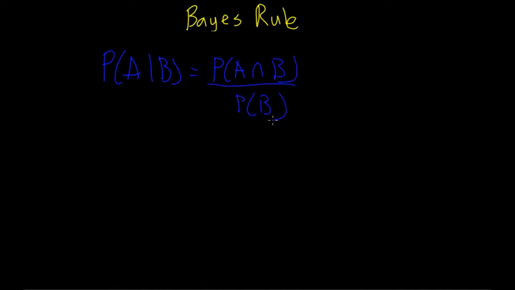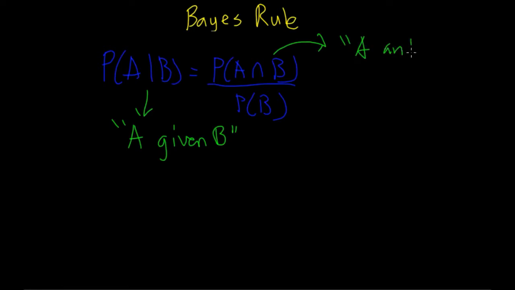So here I introduce some notation, so let me just quickly go over that. This slash sign right here basically just means A given B. And this upside down U basically just means A and B. Now, what do I mean by A and B? These are just events. One example of an event is just tossing a coin and getting heads.